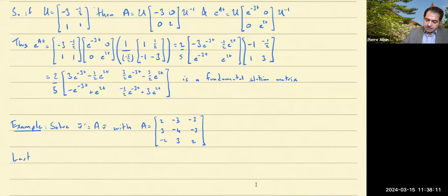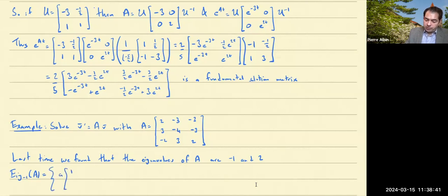So last time we found that the eigenvalues of A are minus 1 and 2, and we found the minus 1 eigenspace is made up of multiples of 1, 1, 0 plus multiples of 1, 0, 1, a and b arbitrary. And the eigenspace corresponding to 2 is made up of multiples of minus 1, minus 1, 1.